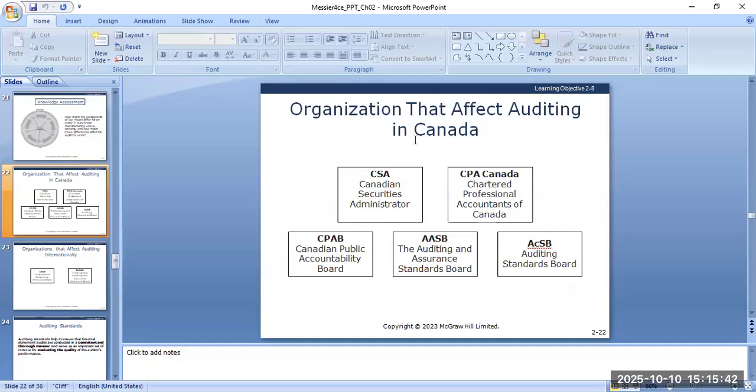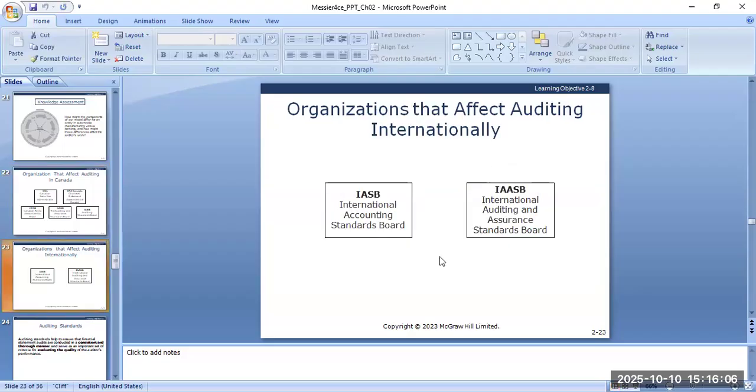Which are the organizations that affect the audit in Canada? We have the Canadian Securities Administrators. We have the Chartered Professional Accountants of Canada. We have the Public Accountability Board. We have the Auditing and Assurance Standards Board, and we have the Auditing Standards Board. Those are the ones who set up the rules for auditors in Canada.